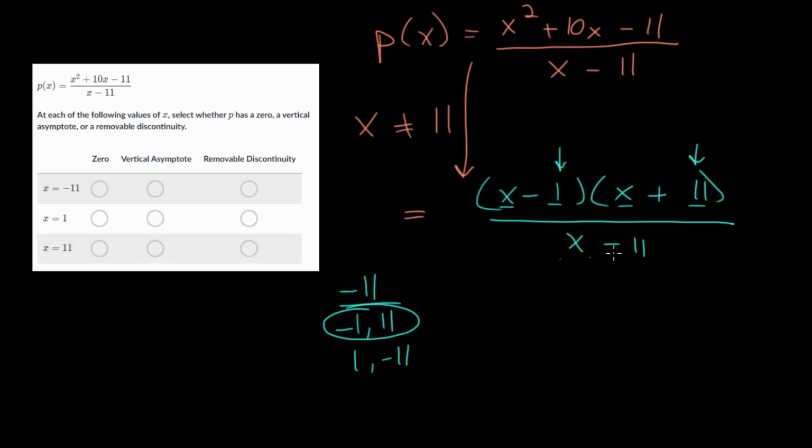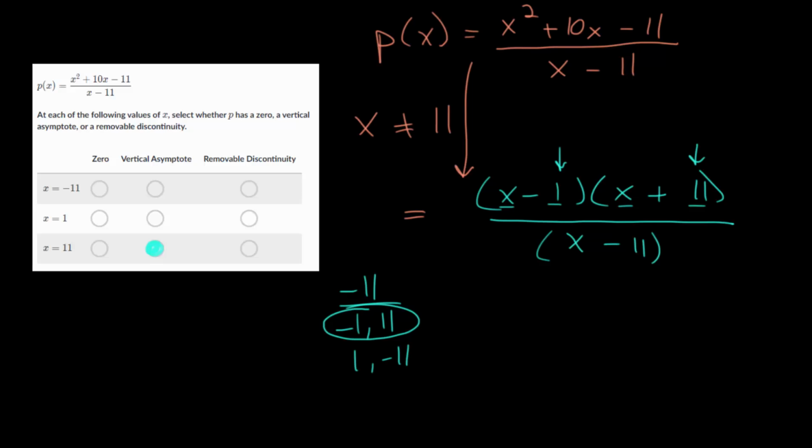And what you can see is that we don't have the same factor, this x minus 11, in the top and the bottom. We have x plus 11 up here and minus 11 here. So we're not able to do a cancellation like that, which tells us that for an x value of 11, this is a vertical asymptote. So we know that.